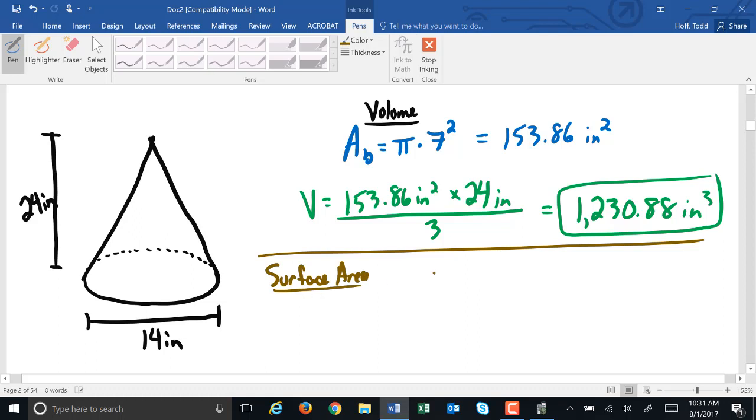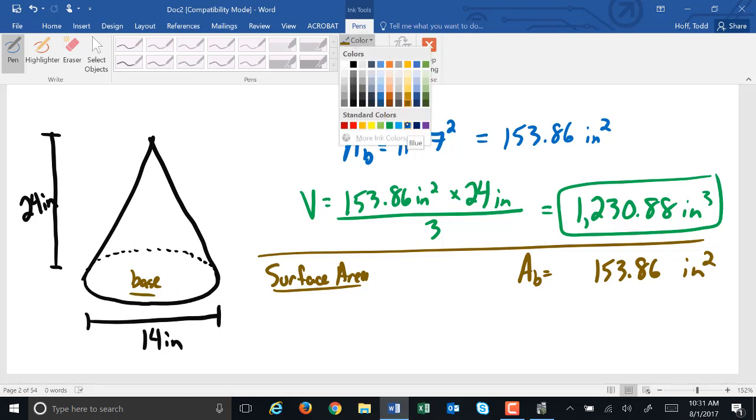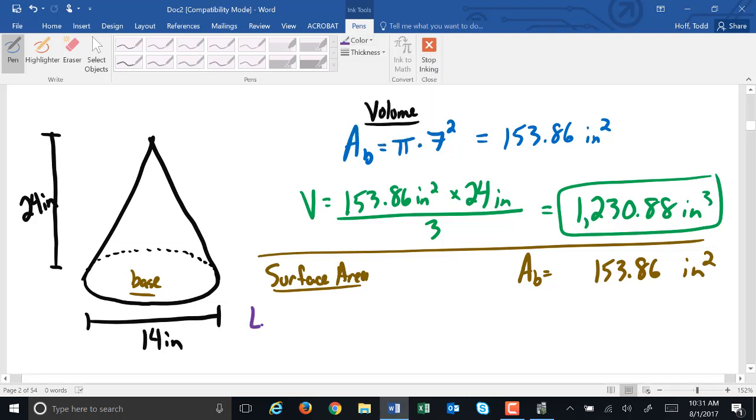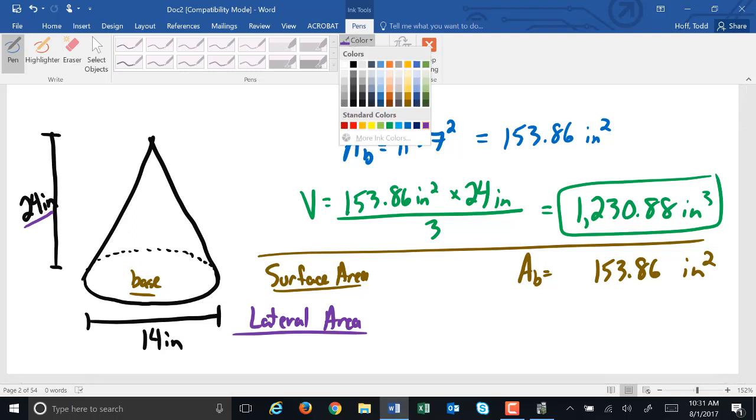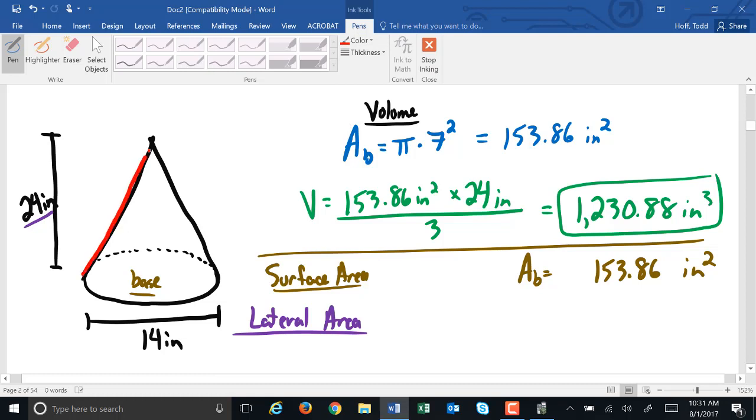Surface area becomes somewhat more difficult. We still have the area of our base, the 153.86 square inches. But there's only one base here, so we just have the bottom. It's really the lateral area that becomes significantly more difficult. Because first of all, we're not going to use the height of 24 anymore. We need to use the slant. Very good.